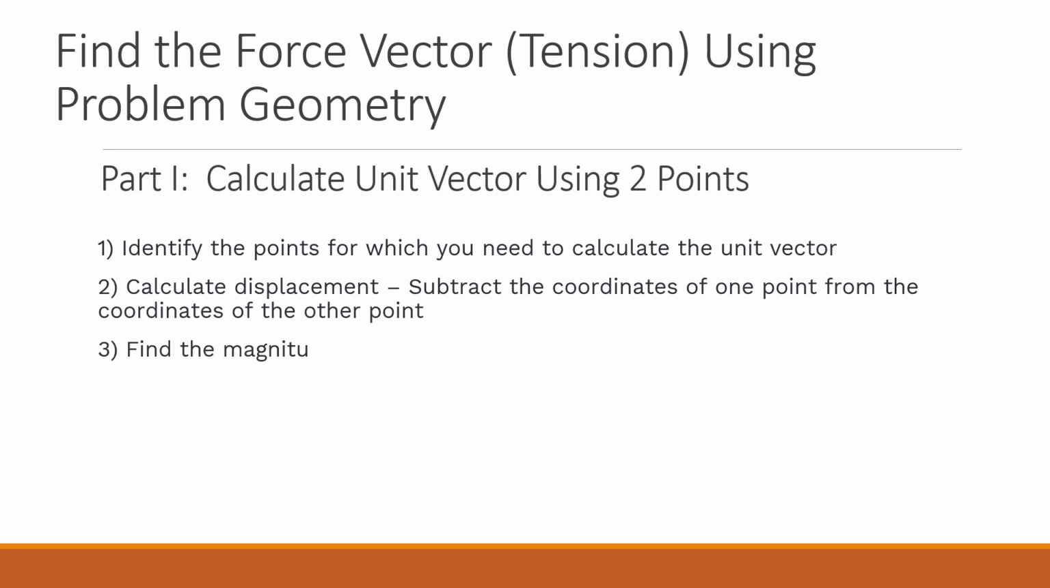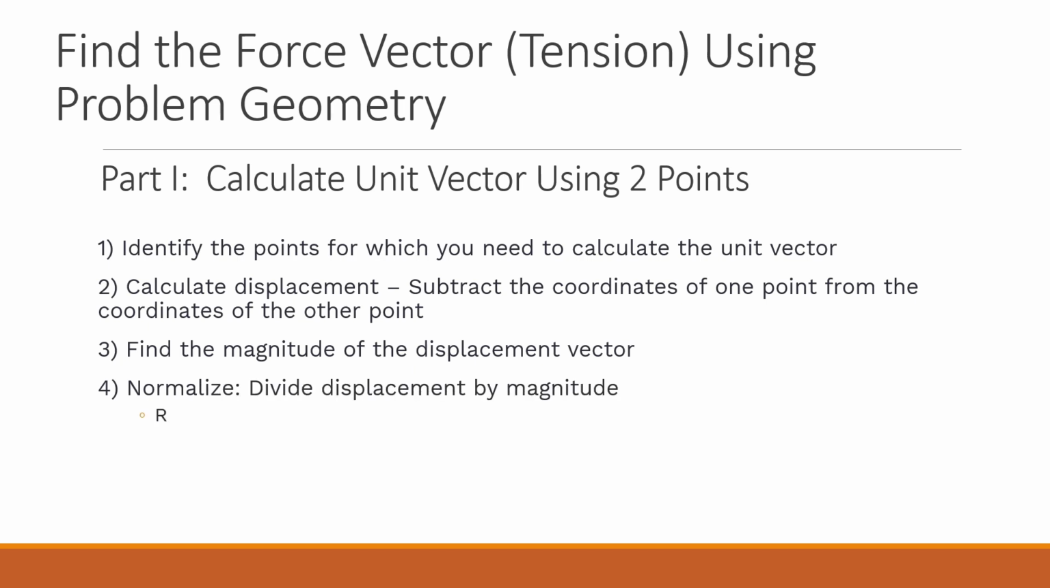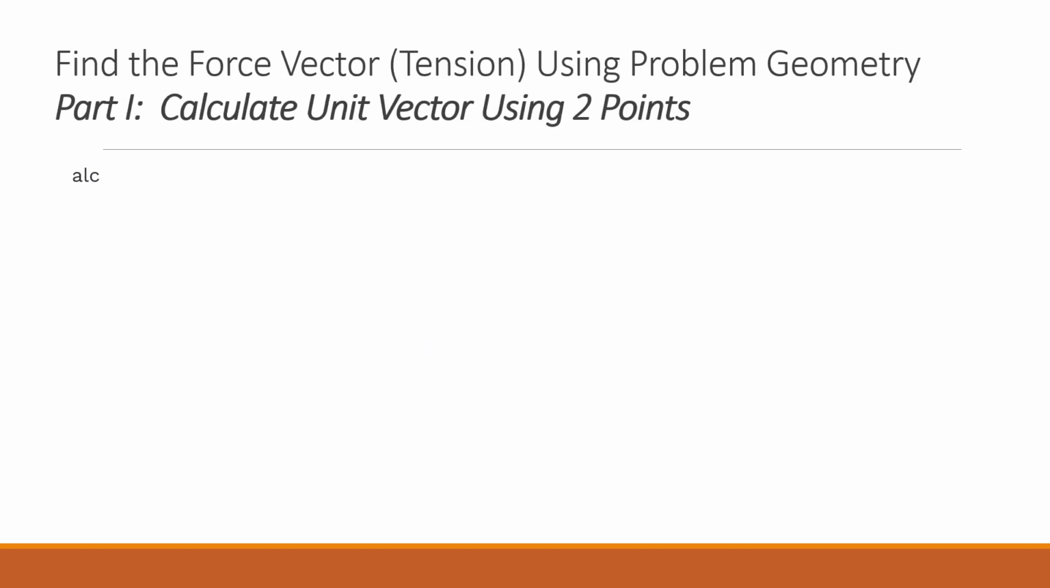We're going to find the magnitude of the displacement vector. In that case, again, we're going to use the square root of the sum of the squares. And then we're going to normalize. We're going to divide our displacement by our magnitude. That means we're going to divide the vector that we got in step 2 by the magnitude that we got in step 3. Remember that unit vectors need to have a magnitude of 1. So this normalization, this dividing by the magnitude, is how we make it a unit vector.